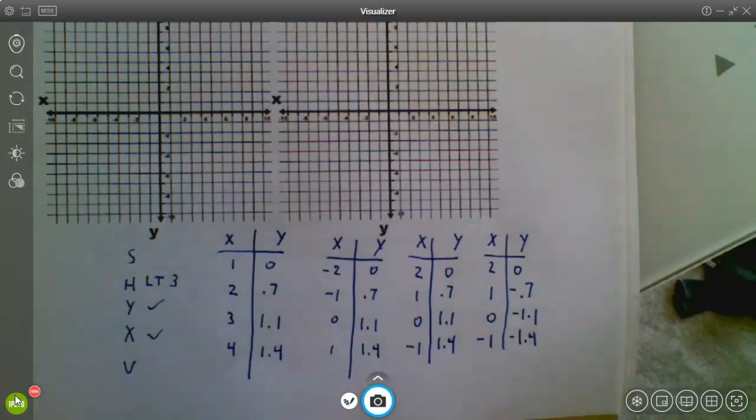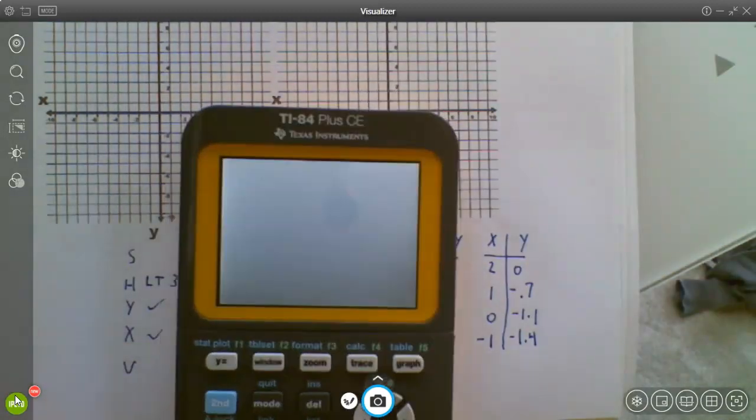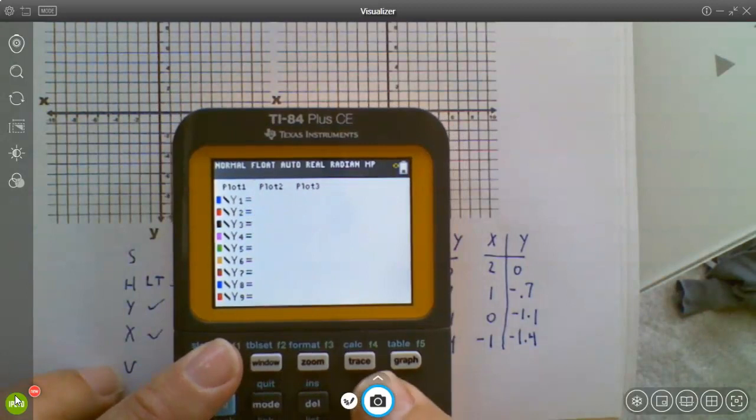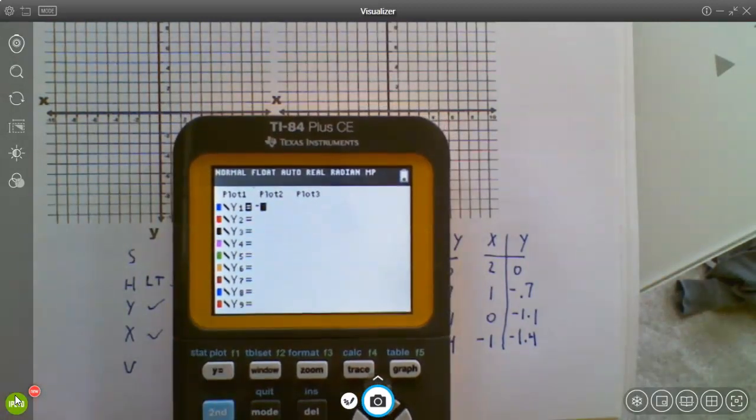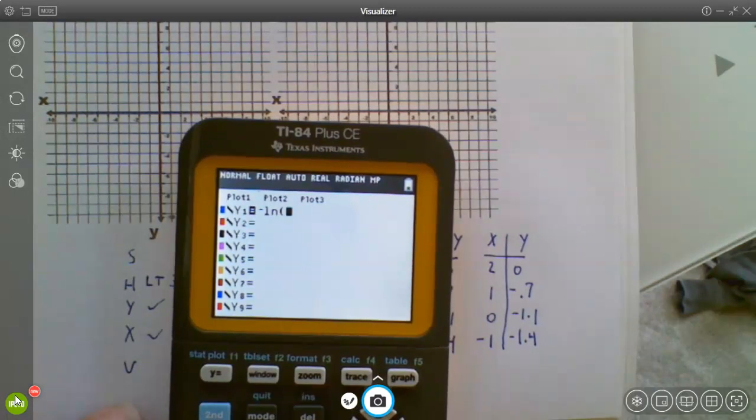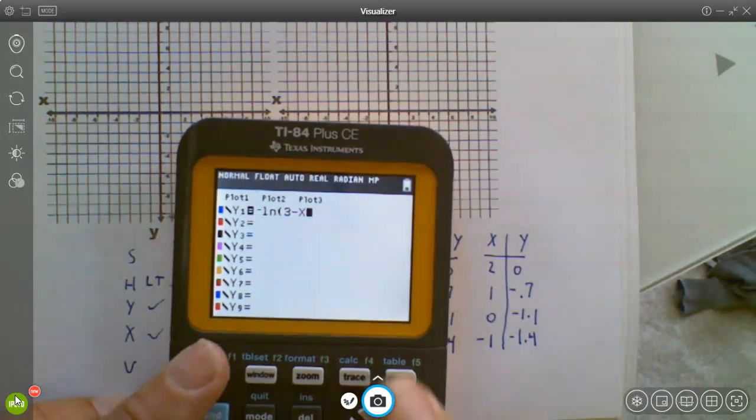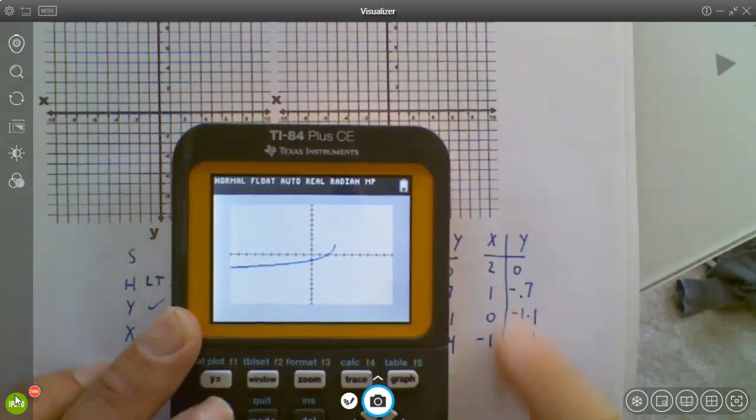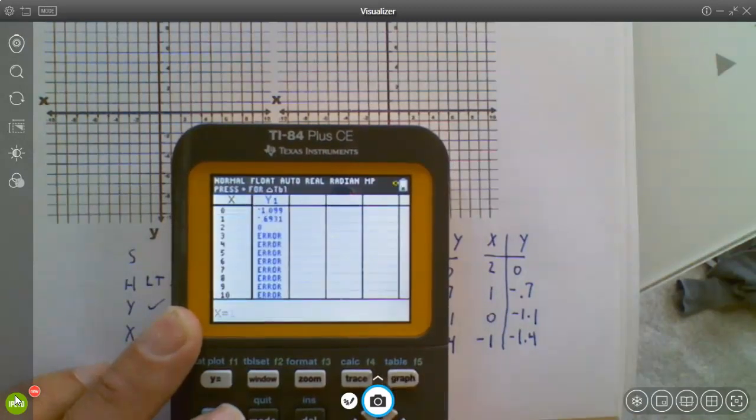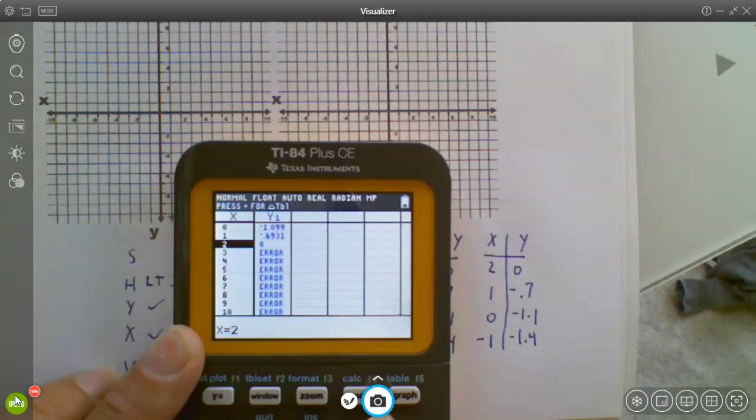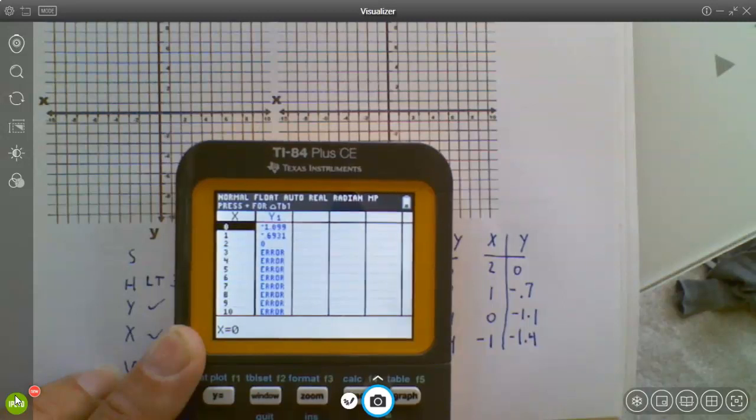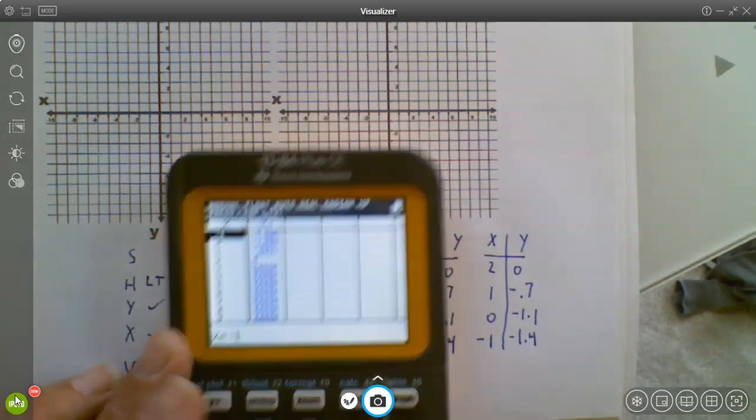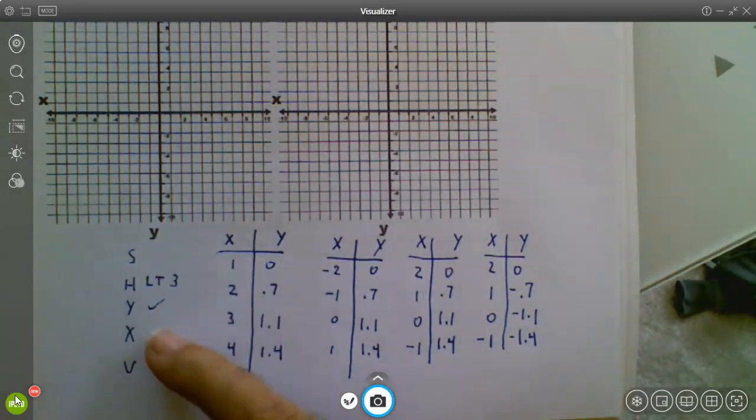Let's verify those before we graph everything, to make sure we're on the right track. So let's graph the negative natural log of 3 minus x. I'm not even looking at the graph just yet. I'm going to look at the table to see if our values match. So I got the 2, 0 right there. I got the 1, -0.7 right there. I got my 0, -1.1. And I got my -1, -1.4. So the values are good. It's good that we stuck with the order of operations that we've talked about.